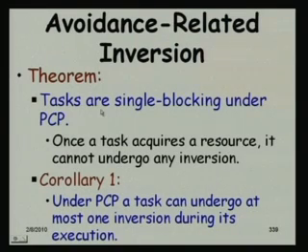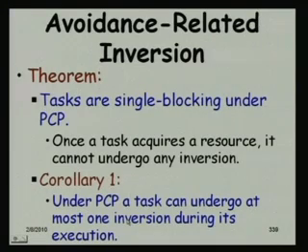Just similar to the highest locker protocol, we will just give a scheme of the proof here, simple ideas, which can be formalized. And the corollary will be that under priority ceiling protocol, a task can undergo at most one inversion.